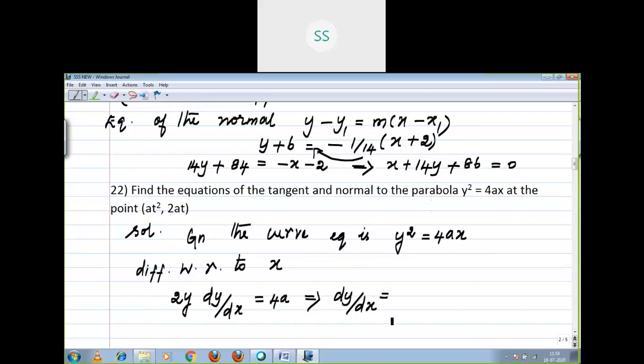It comes under the multiplication format. When you shift to the opposite side, it will act as division. 4a by 2y. Then 2 cancels. You get it as 2a by y. Right. This is your slope of the tangent. Slope of the tangent.